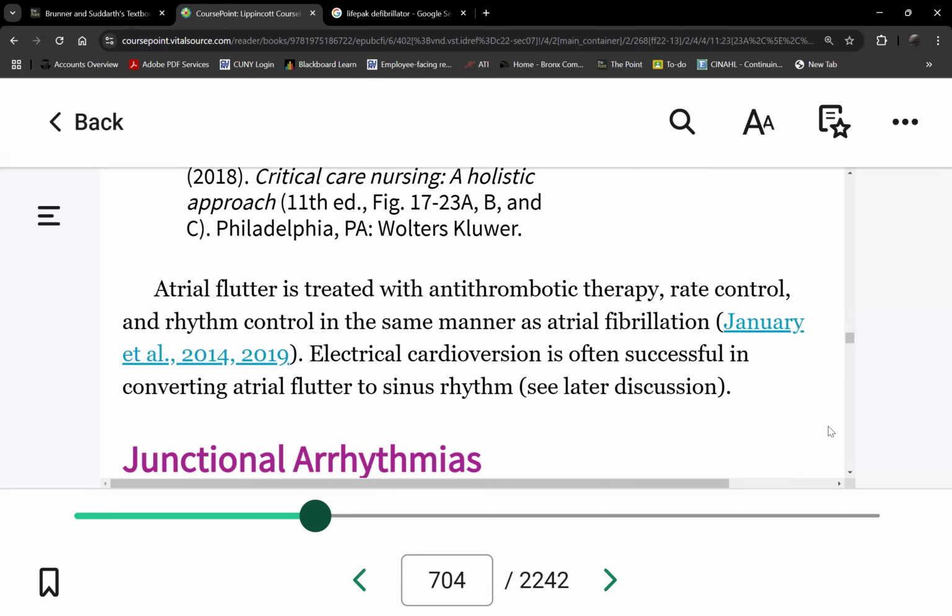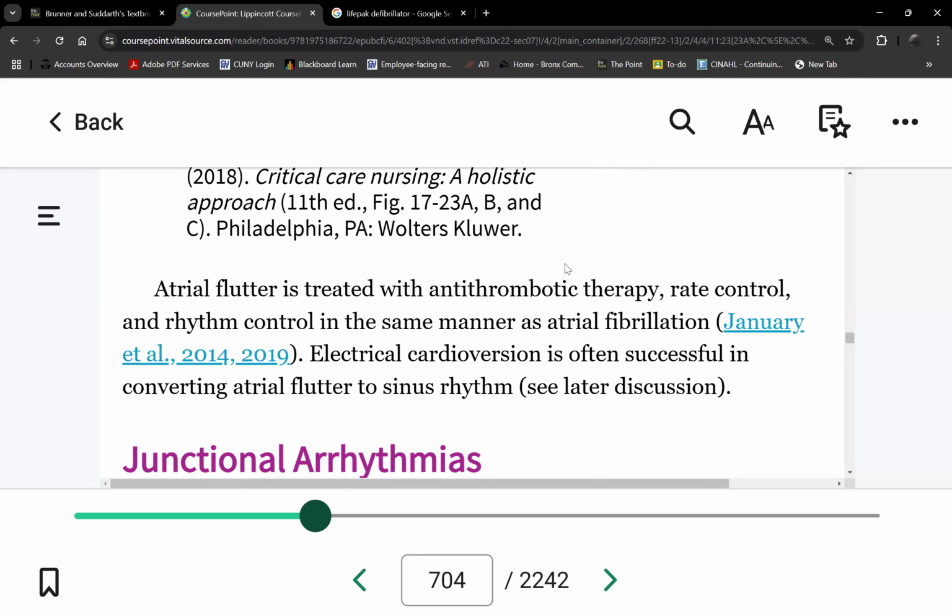So here, summary, atrial flutter. Thank you for reading, Miss Elisa. Atrial flutter is treated with anti-thrombotic therapy, rate control, and rhythm control in the same manner as atrial fibrillation. Electrical cardioversion is often successful in converting atrial flutter to sinus rhythm. Exactly the same as atrial fibrillation, as we did electrical cardioversion also.